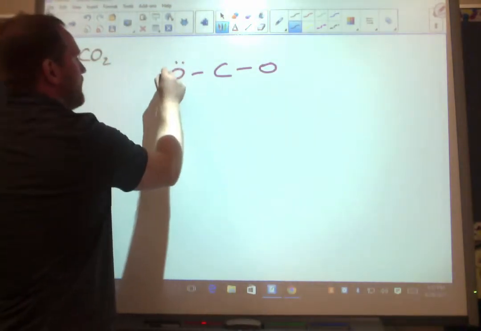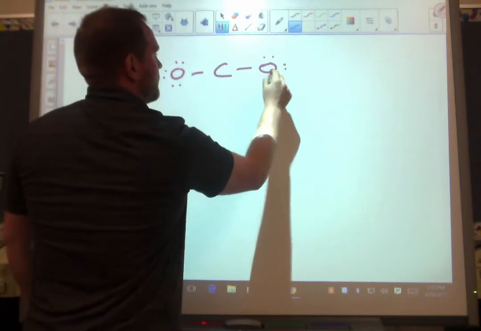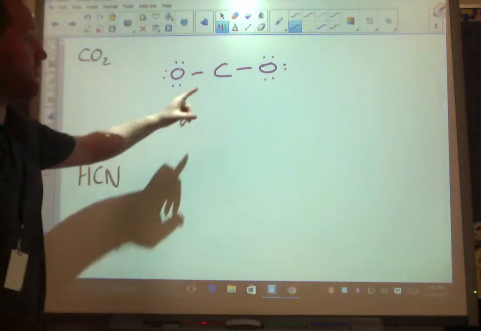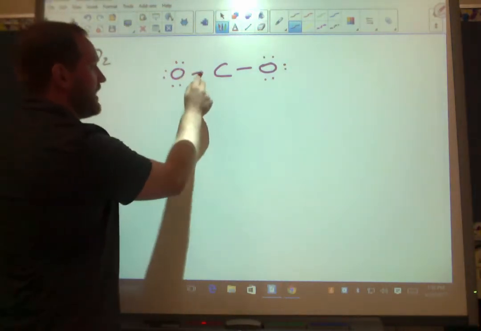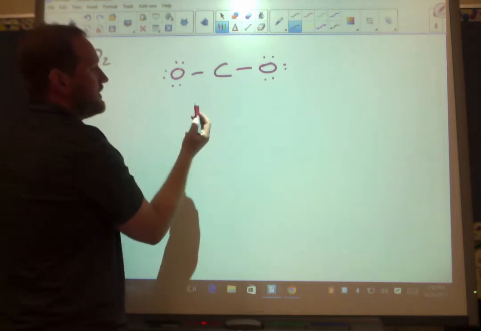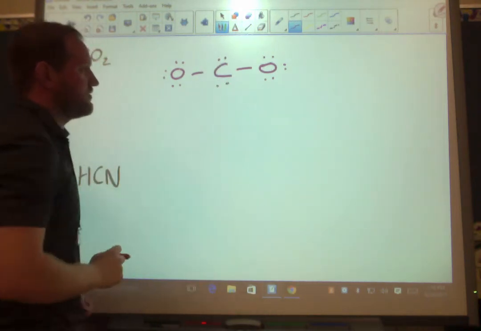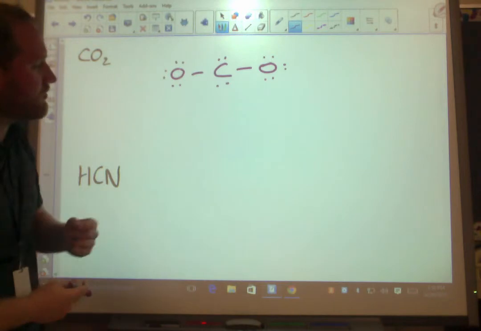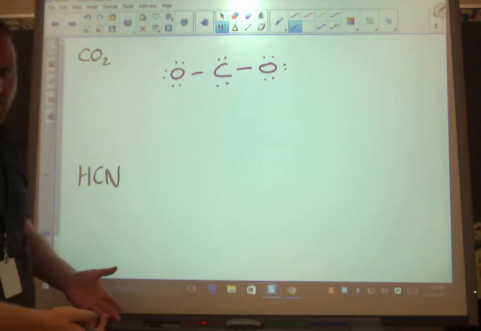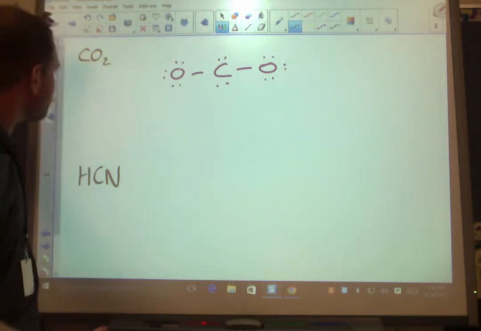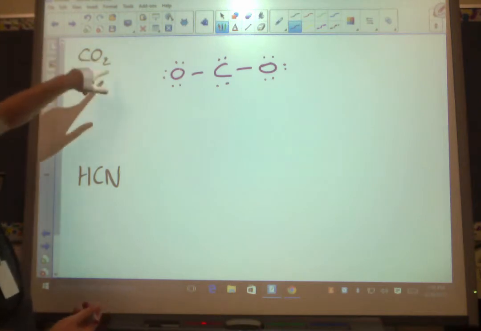Okay, now we give lone pairs to all of these elements until they all get to 8. Now be careful, don't forget the carbon in the middle. This carbon has 2, 4, so it needs 4 more electrons like this. Okay, so this might be the correct Lewis structure, or it might not be the correct Lewis structure. Let's figure it out. So what we do is we count how many electrons are in this.